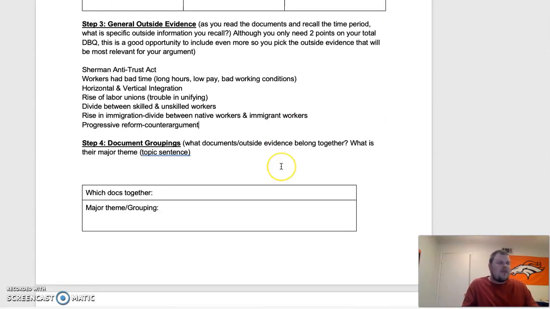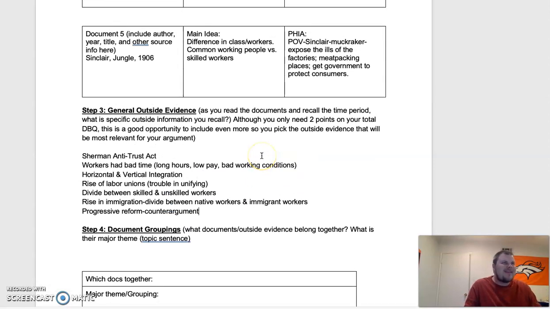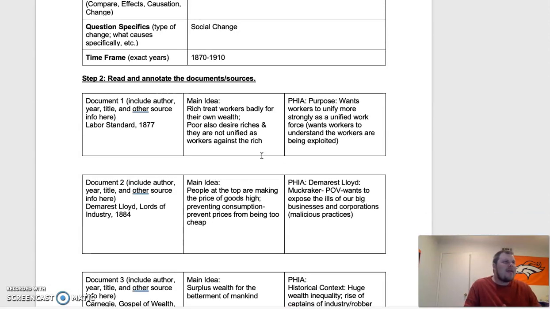Okay, so now I can move into my document groupings. And so now I need to think to myself, okay, I have these 5 documents. They're all saying something a little bit different, but can I see commonalities among them? Reminding myself that we're talking about social change, so we're talking about change occurring with people. If I look at document 1, I remember saying the rich are treating the workers badly for their own wealth, but also that the poor are almost kind of brainwashed. They're desiring their riches. They are not unified as workers against the rich. So okay, that's a problem.